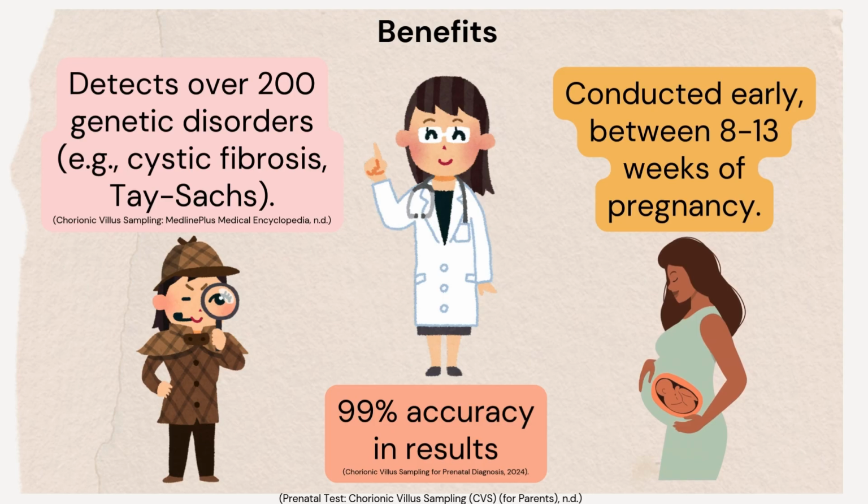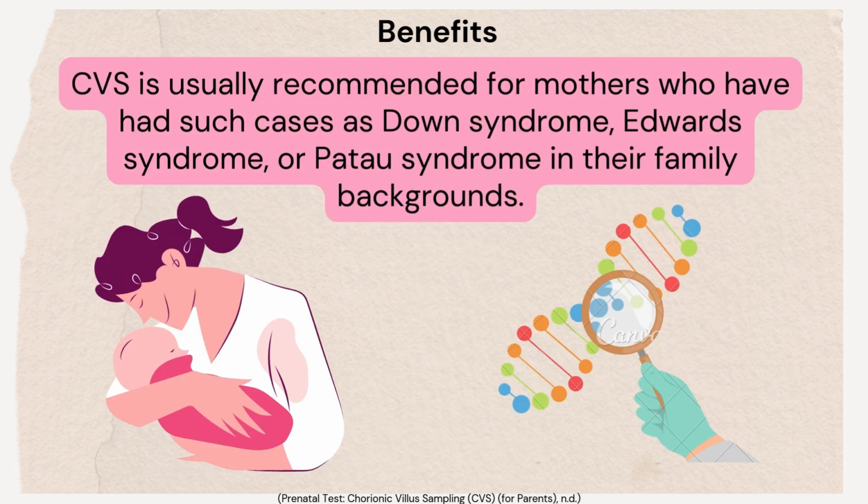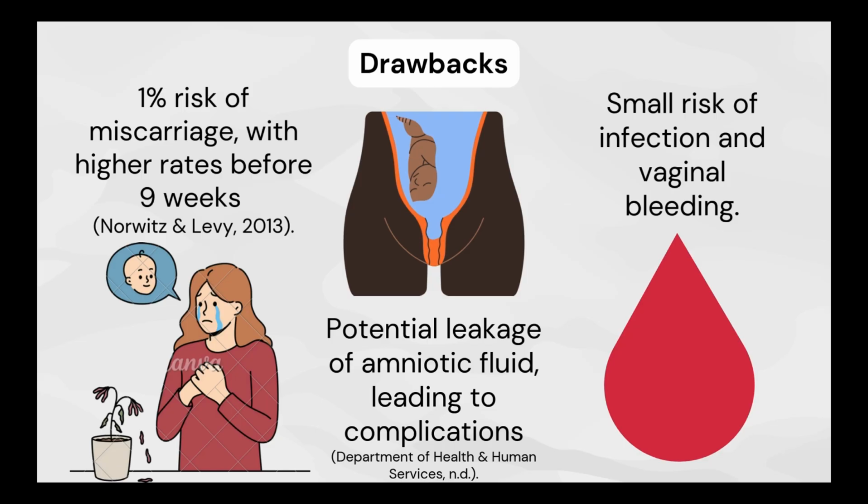Let's talk about a few benefits of CVS. First of all, tests can be conducted very early on into the gestation period of a fetus, typically between 11 to 13 weeks of pregnancy, sometimes as early as 8 weeks under specific circumstances. It also boasts a 99% accuracy, which means the tests are reliable. Additionally, CVS is a procedure that can detect over 200 genetic disorders, including anomalies even on a single gene, such as cystic fibrosis and Tay-Sachs disease, making it very versatile. CVS is usually recommended for mothers who have had such cases as Down syndrome, Edwards syndrome, or Patau syndrome in their family backgrounds.